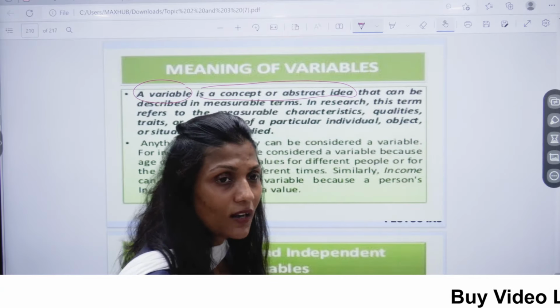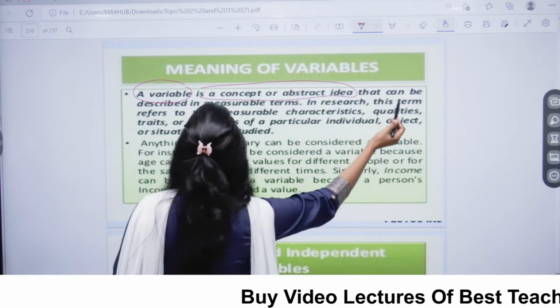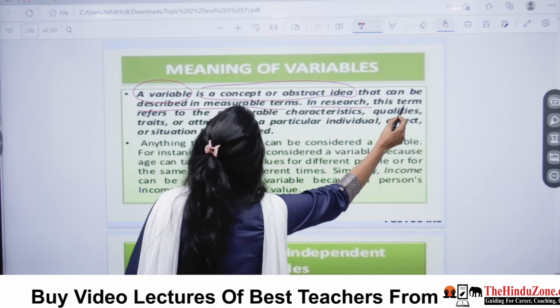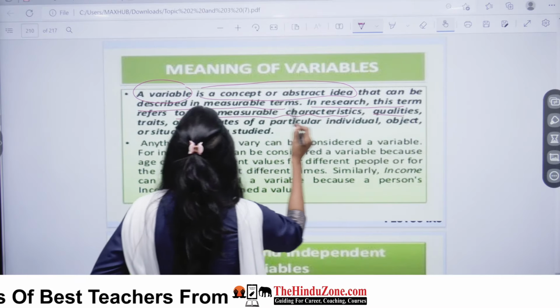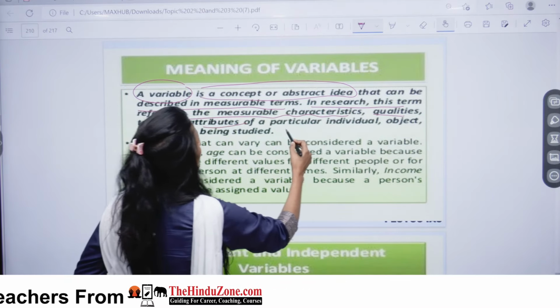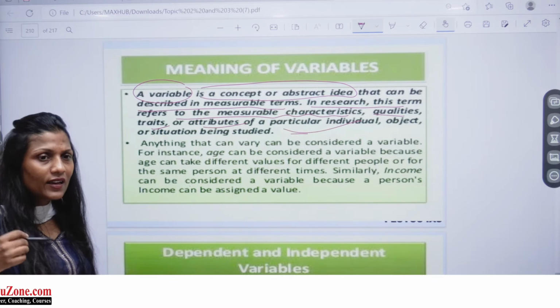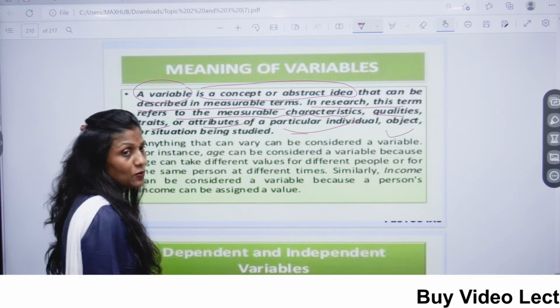Okay, so what is a variable? An idea, a concept that can be described in major terms. In research, this term refers to the measurable characteristics, qualities, traits, or attributes of a particular individual or object, right? So anything that we are studying is considered a variable. All right.